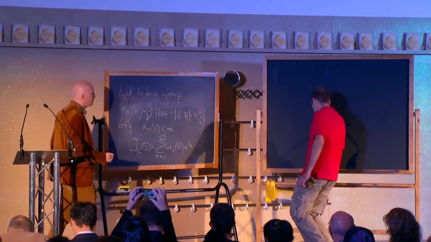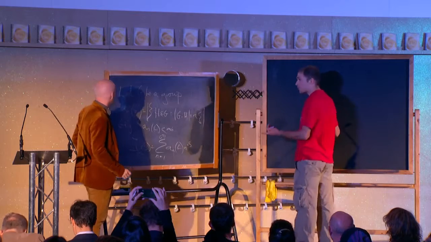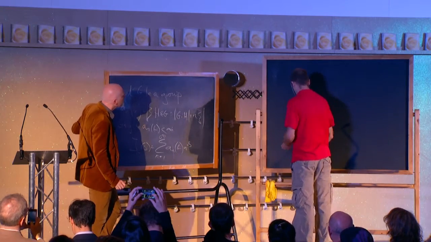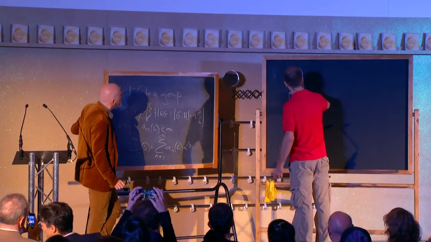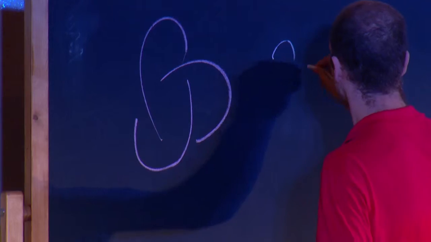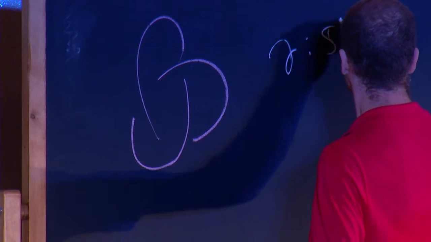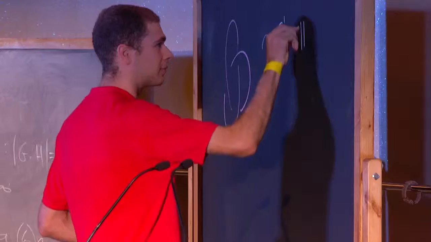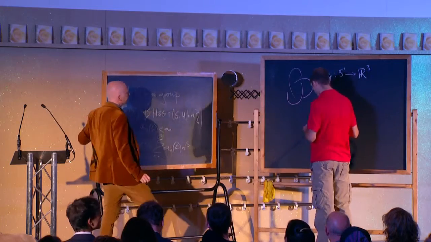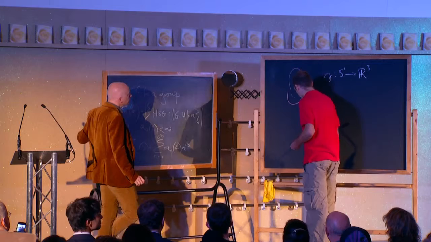OK, so I'm interested in the geometry of knots and studying topology. So suppose we have some knot, which is just some curve, gamma, in space.